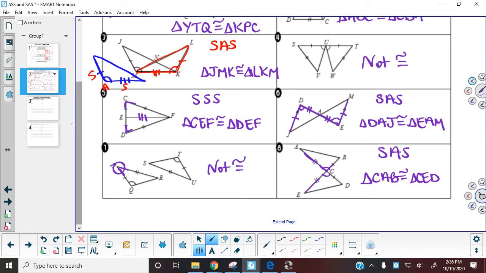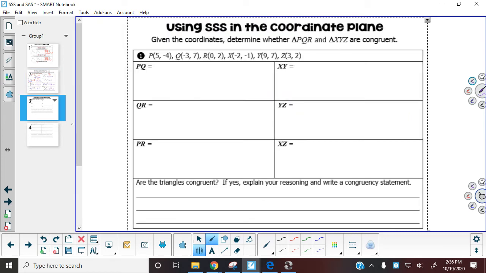So again, to use side, side, side, we need all 3 sides marked as congruent to the other 3. We need, for side, angle, side, 2 pairs of sides with the angle that's in between them, or the angle that's formed by them. The one that's going to take us a little bit longer is using side, side, side in the coordinate plane. Now, we can't figure out angles in the coordinate plane except for possibly 90-degree angles, which we're not going to worry about.